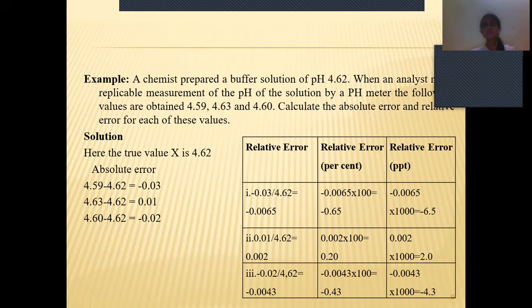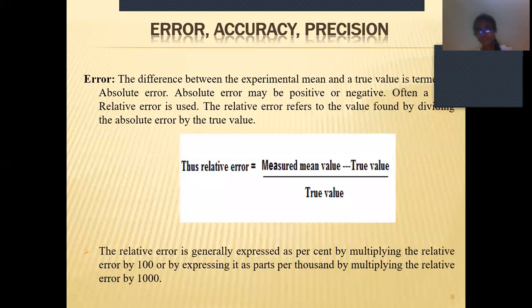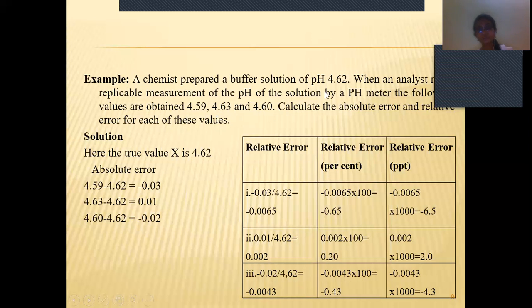Among these three values, we have to find out the absolute error and the relative error. What formula do we apply here? The experimental result minus the true value. The experimental values are 4.59, 4.63 and 4.60. The true value we should get is 4.62. So the formula is measured mean value minus true value.